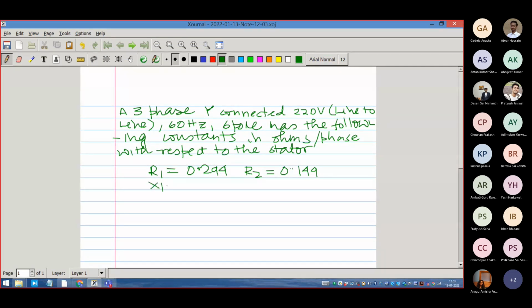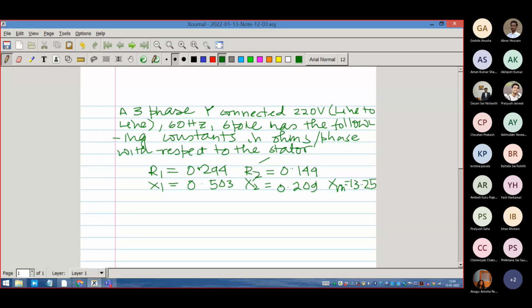Then X1, the stator leakage inductance, is equal to 0.503, and X2 is the rotor side leakage. This can be taken as R2 dash and X2 dash, equal to 0.209, and XM is the magnetizing reactance. XM is equal to 13.25.